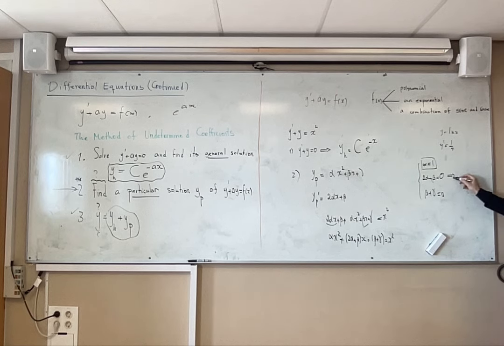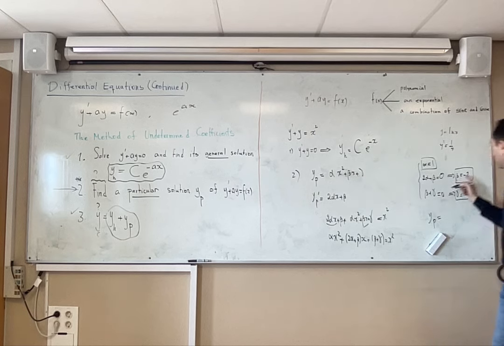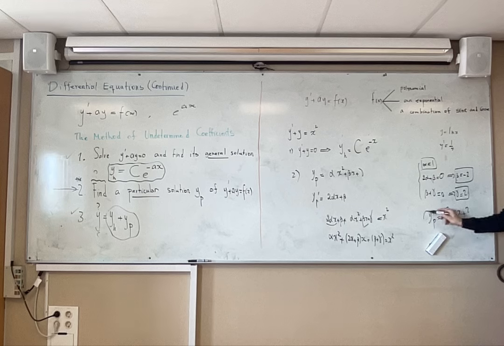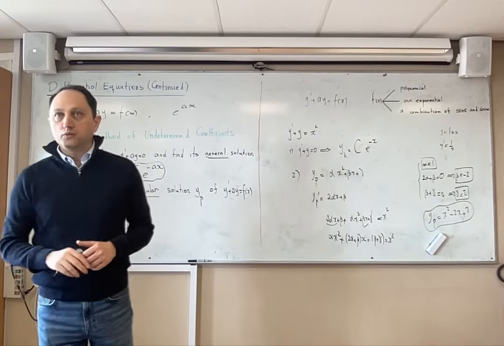I put it here. Beta is minus 2 alpha. Alpha is 1, so beta is minus 2. Gamma plus beta is 0, so gamma is minus beta, so it is 2. And then it means that yp is what? Alpha, which is 1, x squared, beta, which is minus 2x, plus gamma, which is 2. And I hope that you agree, it was not that simple to guess this function. So it's a mixture of guess and analytic work.